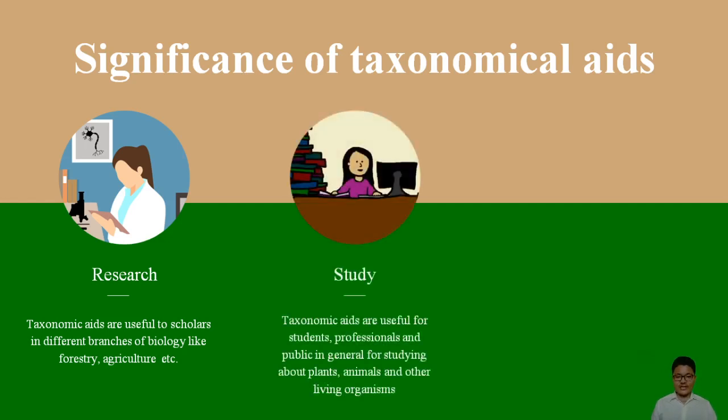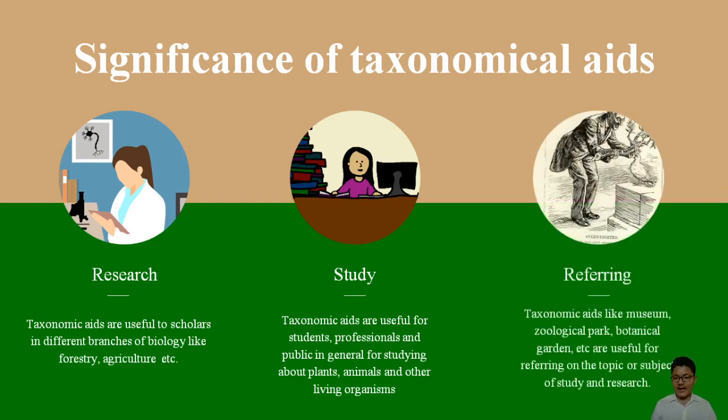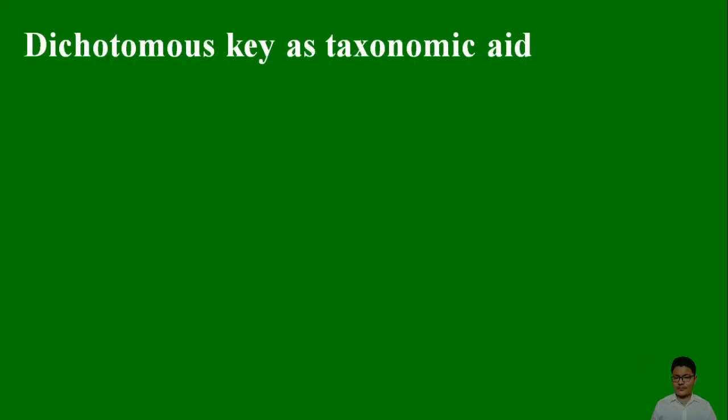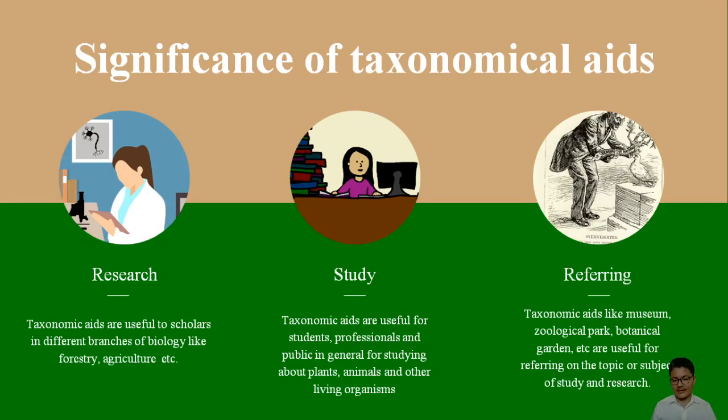We also use taxonomical aids like museums, botanical gardens, and zoological parks for studying, right? We students, professionals, or the public in general visit different taxonomical aids for studying. Taxonomical aids are also used for referring. So the main significance of taxonomical aids is for research, study, and referring.